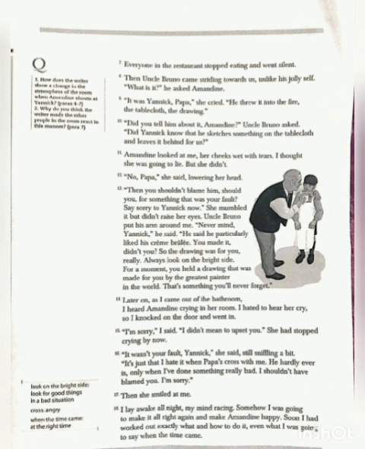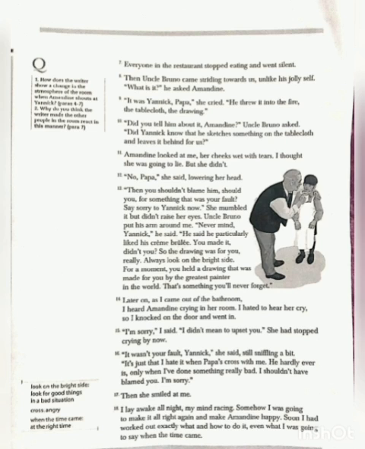"It was Yannick, Papa," she cried. "He threw it into the fire, the tablecloth, the drawing." She started directly blaming Yannick. It's all because of Yannick, she said. Then Uncle asked Amandine, "Did you tell him about it? Did Yannick know that he sketches something on the tablecloth and leaves it behind for us?" Uncle Bruno asked whether she had ever told him that he is such a famous painter, or that he leaves a tip when he likes our meal.